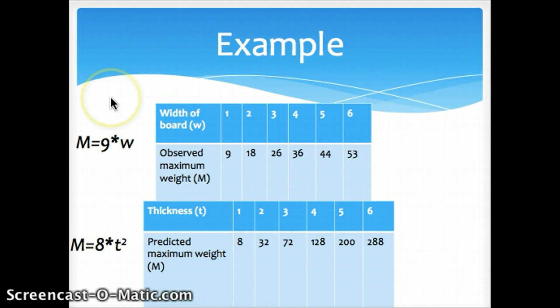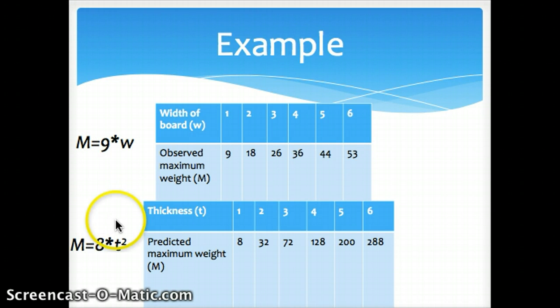Now let's say in an exam they give you a bunch of tables, and then they ask you to find the combined variation equation for them. What you have to do is first determine whether the table is inverse or direct, and then find the equation. This first one, you can see that it is direct because as x increases, y increases also. And the equation is m varies directly as w with a constant of 9.